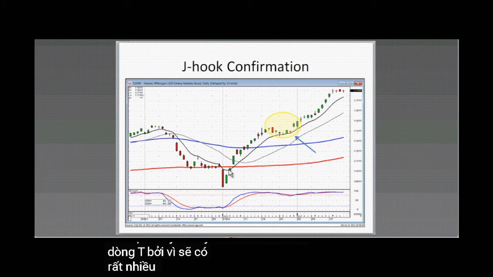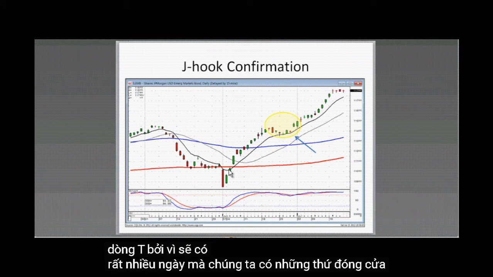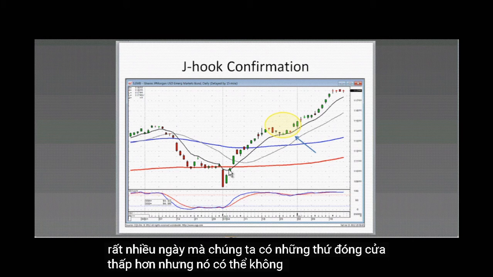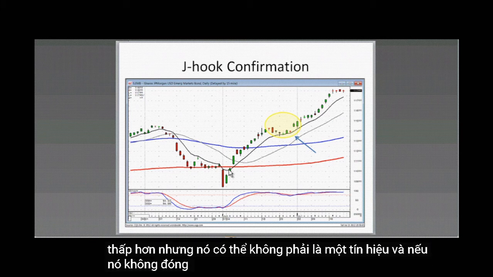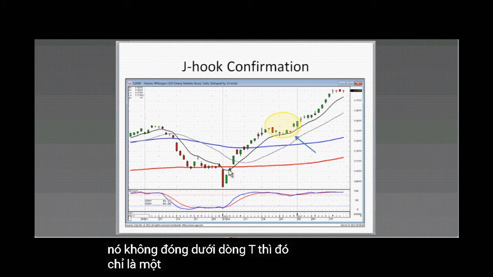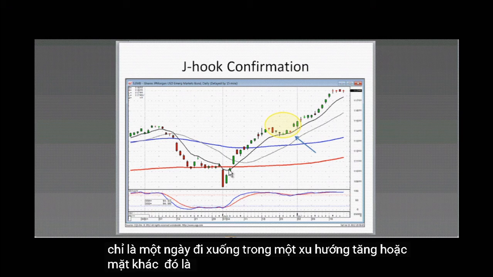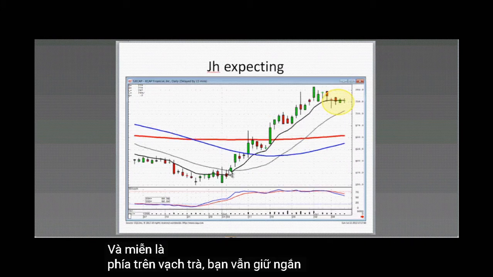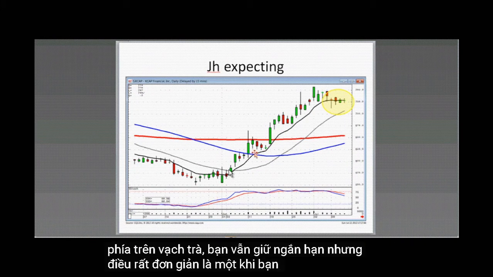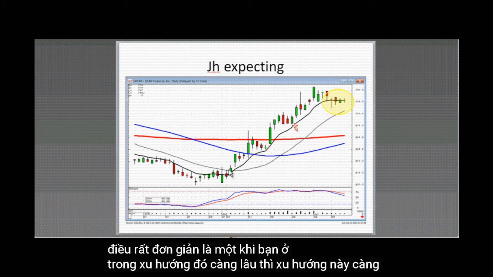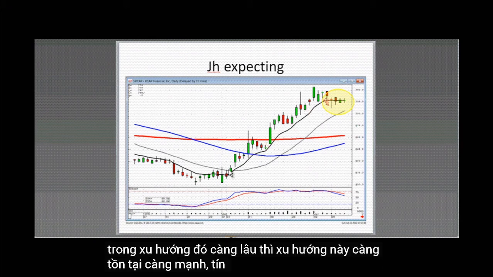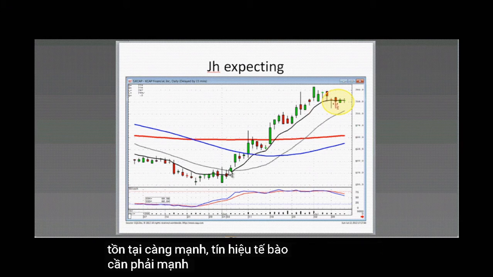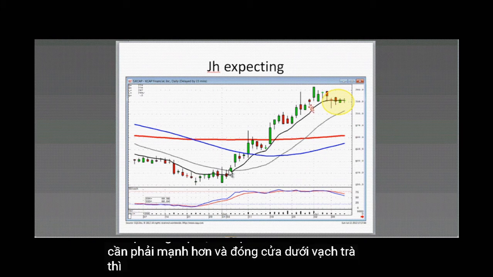Because there's going to be a lot of days where we have things closing lower, but it may not be a signal, and if it doesn't close below the T-line, it's just a down day in an uptrend, or on the other side, an up day in a downtrend. As long as it doesn't close above the T-line, you stay short. But it makes it very simple that once you're in that trend, the longer this trend persists, the stronger the sell signal needs to be, and a close below the T-line.